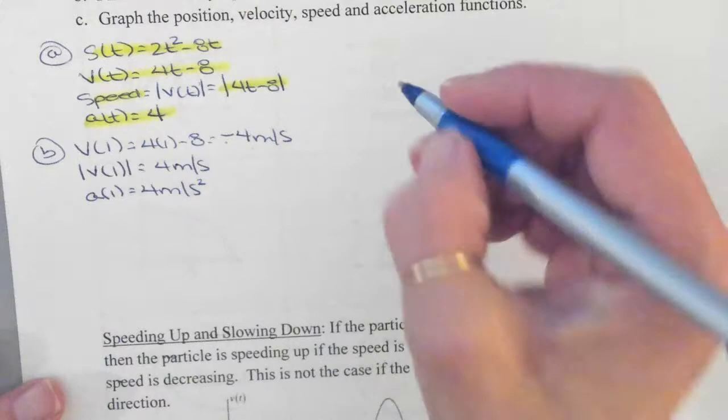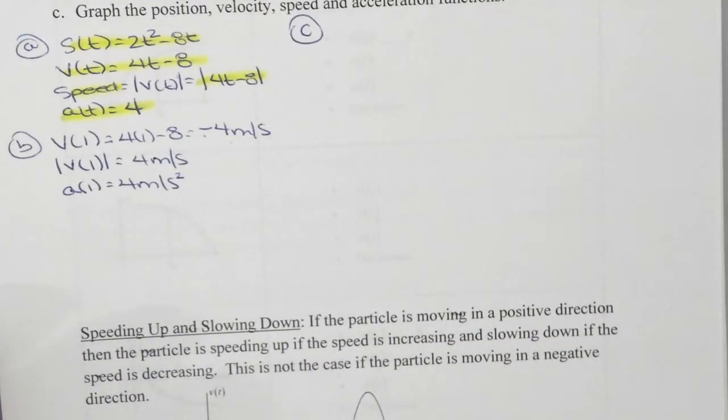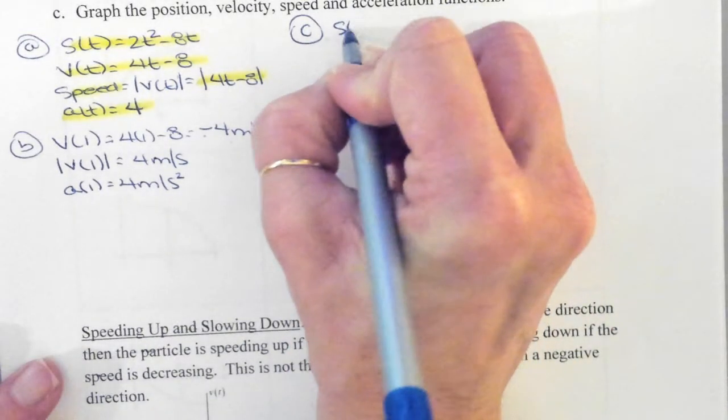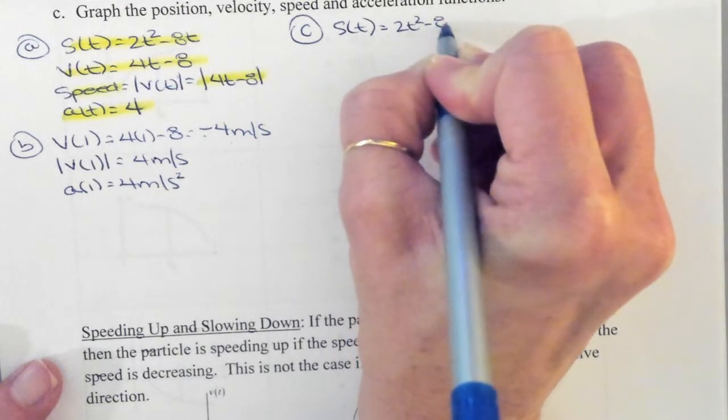In part C, we're going to be sketching these graphs. So they're not going to be perfect. I'm not asking you to find all the points, but there are some concepts that I need to make sure that you are clear on. So in part C, we want to graph the position function. So S of t is equal to 2t squared minus 8t.